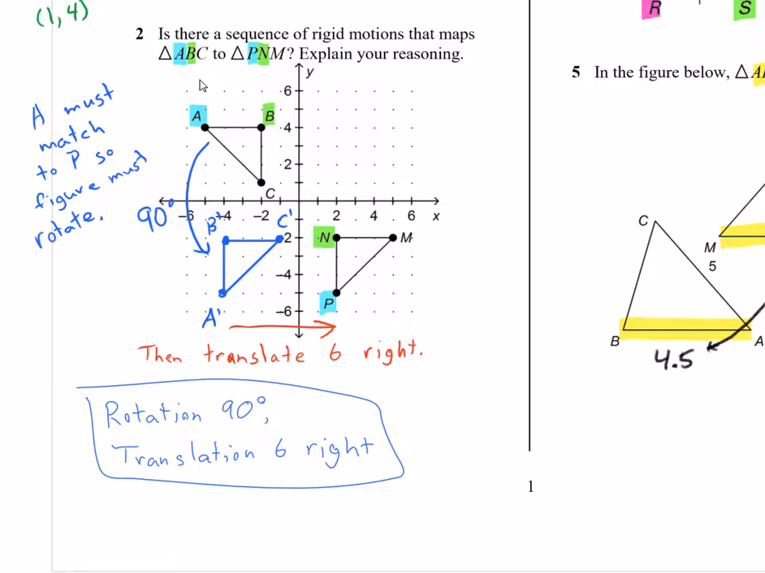So in order for these two triangles to be congruent in this specific order, we would have to follow this rule of the 90-degree rotation and a translation 6 units right. Now, however, there are other transformations that could possibly get you this answer. Again, as long as you get to the correct answer, you will be fine.